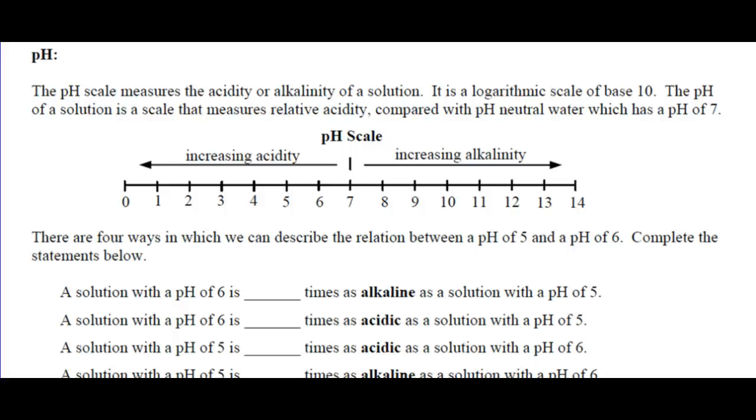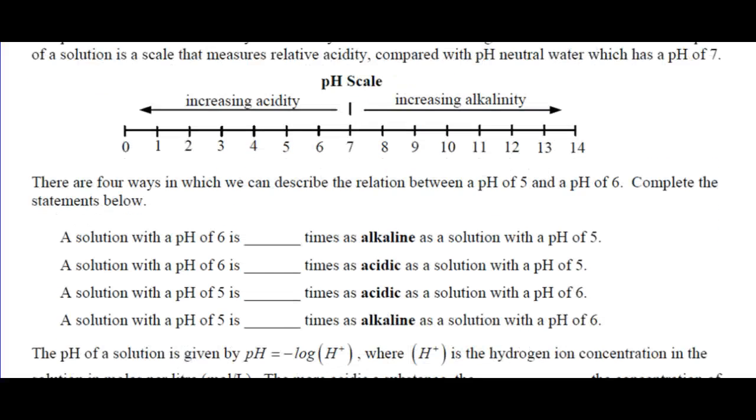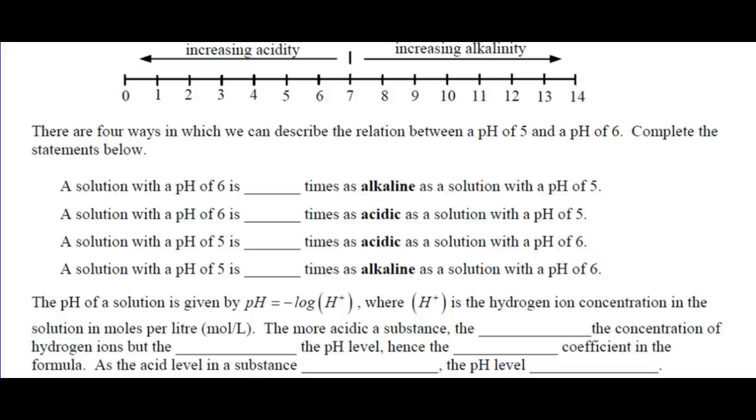If we wanted to ask you a question that involved this, we'd have to pretty much give you this. There are 4 ways we can describe the relation between a pH of 5 and 6. We could say a solution with a pH of 6 is blank times as alkaline as one with a pH of 5. So are you getting more alkaline or less alkaline? More, right? You're increasing. So it's going to be 10 times.